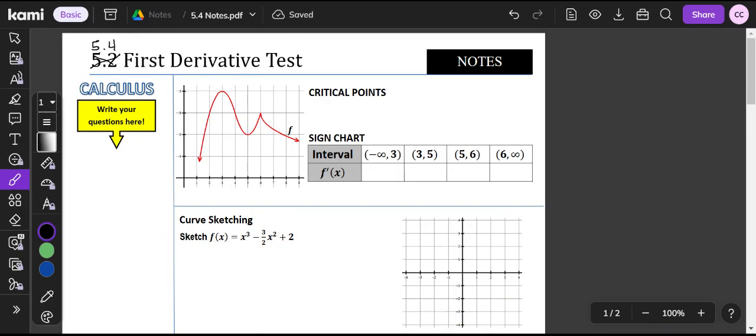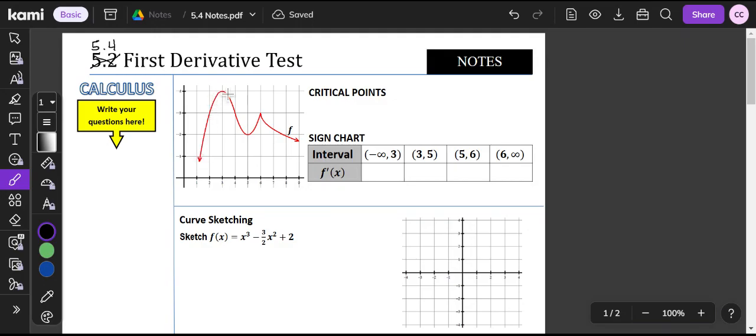Okay, in this lesson, we're going to talk about the first derivative test. Now, you got a sneak peek of this on your own paper in the lesson video from 5.3. But we're going to dive into more of how to use it to determine how a function behaves. Okay, so before we get into this, just a couple quick review things here.